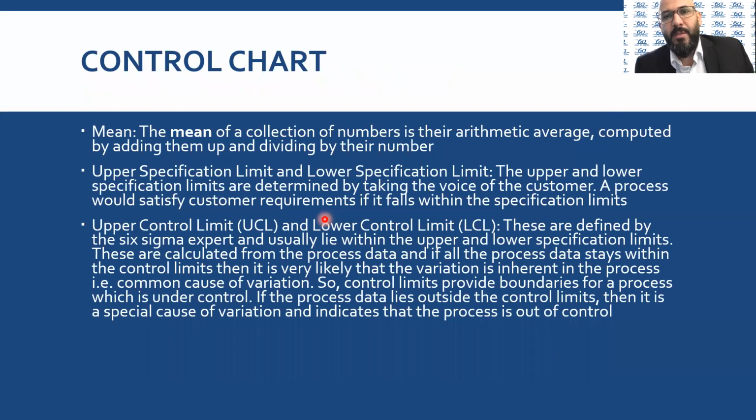Some of the concepts that we need to remind you about to be able to create control charts. The mean of a collection of numbers is their arithmetic average, computed by adding all the numbers and dividing by how many numbers there are. Upper specification limit and lower specification limit: these are determined by taking the voice of the customer. The process would satisfy customer requirements if it falls within the specification limits. As long as your process is able to give you results within these specification limits, the customer will be happy.